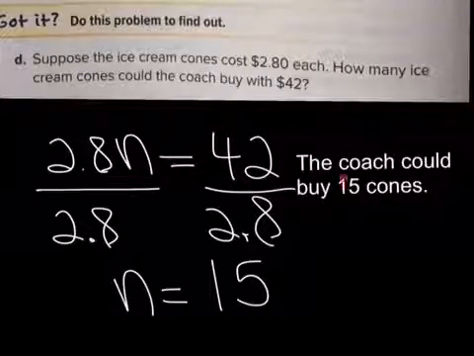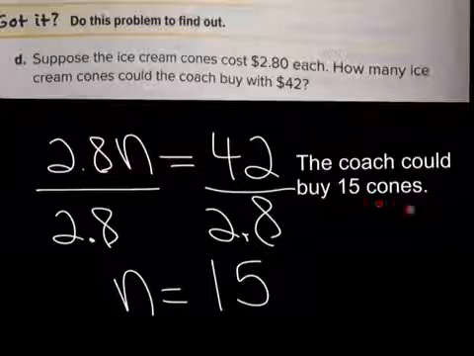And your therefore statement is the coach could buy 15 cones. Remember, the therefore statement is to answer the question, how many ice cream cones could the coach buy? The coach could buy 15 cones.